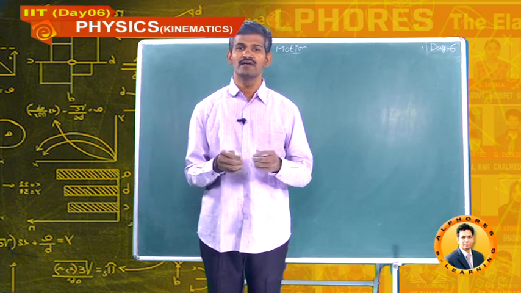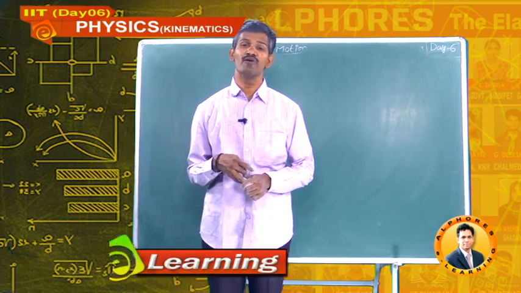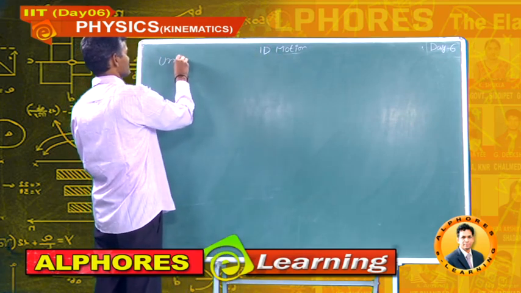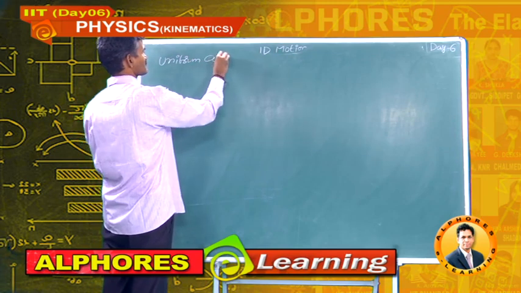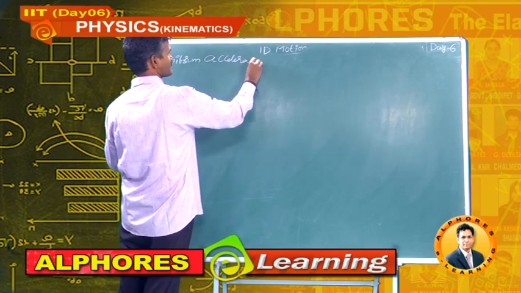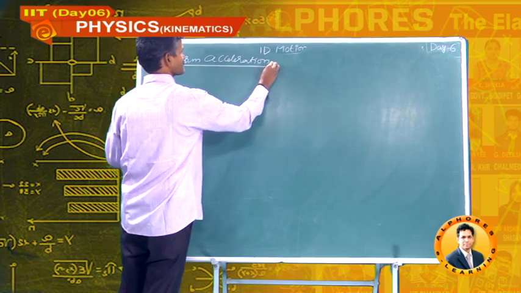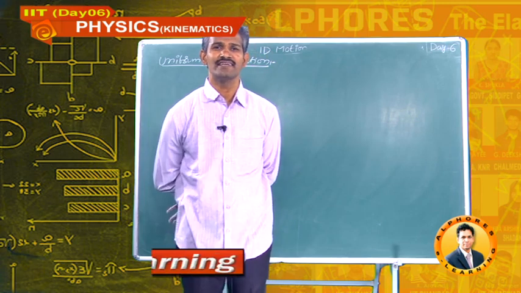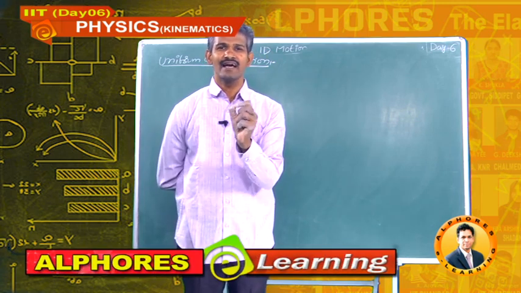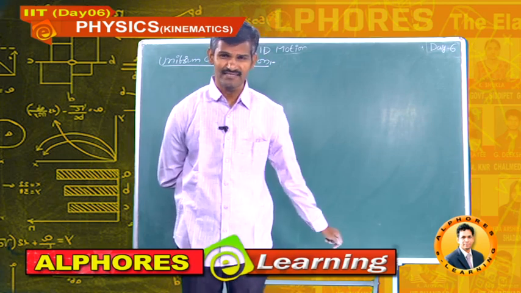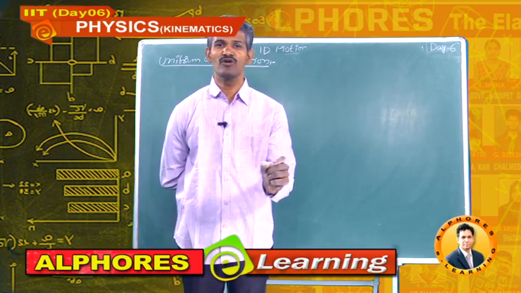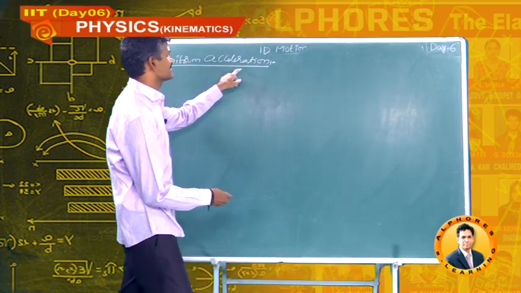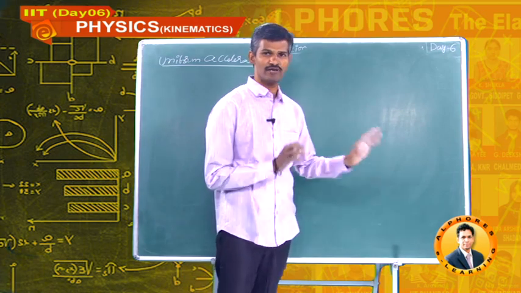Okay students, our next topic is uniform acceleration. What is uniform acceleration? The definition of uniform acceleration is, if a body has equal changes in velocities in equal time intervals, then that body is said to be in uniform acceleration.